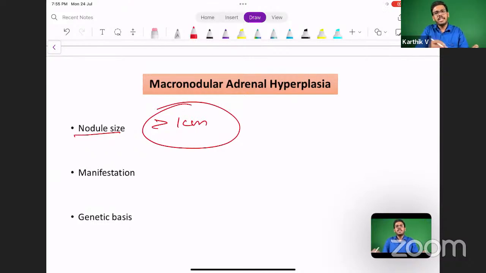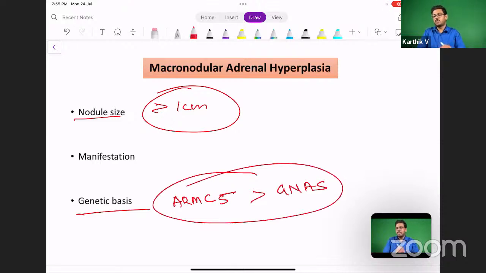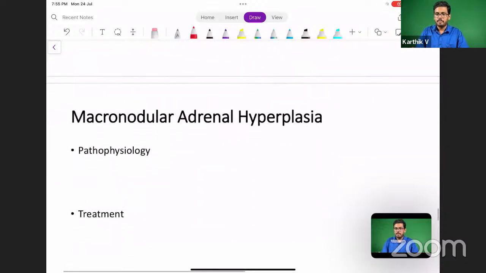Manifestation, we have learned Cushing is the most common manifestation, but it will be less florid compared to other causes of Cushing syndrome. Genetic basis, you will have to learn 2 important mutations, ARMC5, which is the armadillo repeat containing 5, and GNAS mutation, which is associated with McCune-Albright syndrome. These are the 2 important mutations that can lead to primary macronodular adrenal hyperplasia.